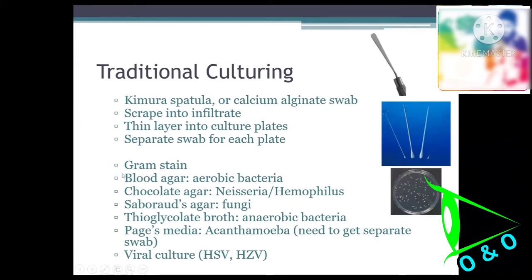Classically, and again, I'm going to go into the newer method that we've been using to culture, but classically, you do culture on different plates. So there's blood agar for aerobic bacteria, chocolate agar for Neisseria and Haemophilus, Sabouraud's agar for fungus, thioglycolate broth for anaerobic bacteria. Page's media is something that you do still have to get if you want to culture acanthamoeba, so there's a separate swab for that. And there's also a separate media for viral cultures. This comes in a pink test tube looking thing with its own swab for culturing herpes viruses.